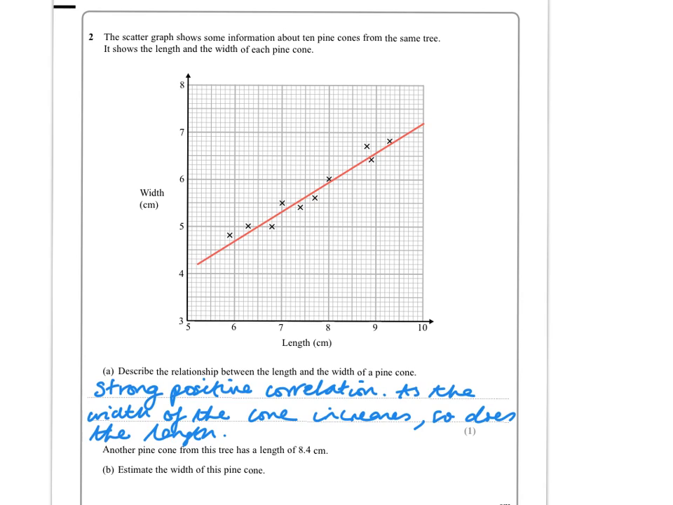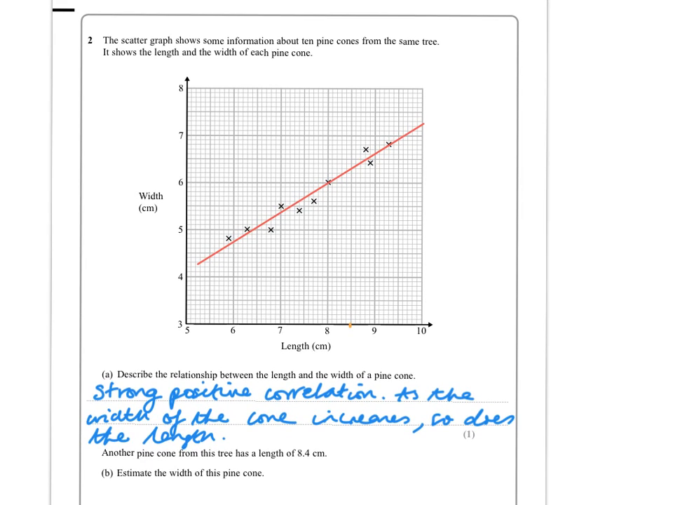So it says another pine cone from this tree has a length of 8.4 centimetres. So first of all, get your 8.4 ready. So you know this is 8.5 here. So 8.4 is going to be here. So what I would do is, with a ruler, I would draw a dotted line up to your line of best fit, and then read carefully along. I'd go this way generally because it'd be easier to get it right. And I would say that would be 6.2. So I would say estimate the width of this pine cone, and I would say 6.2 centimetres as shown.